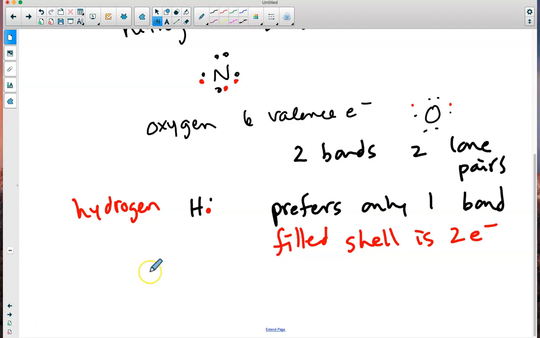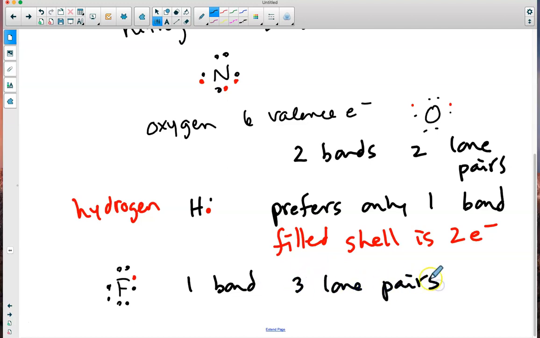Another element that prefers just one bond is fluorine, but now fluorine will get the octet because fluorine starts out with 7 valence electrons. So it just needs to share one electron with another atom. So again, it's going to form one bond and have 3 lone pairs. And like I said, these are patterns that we see again and again.